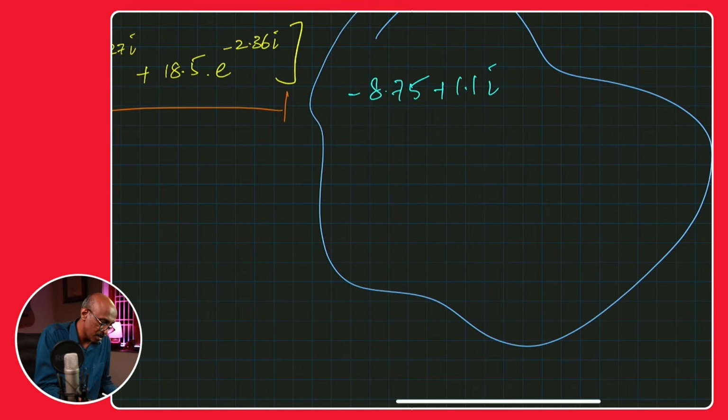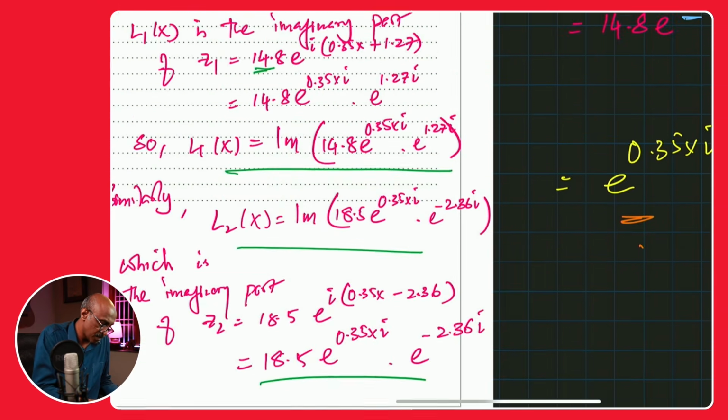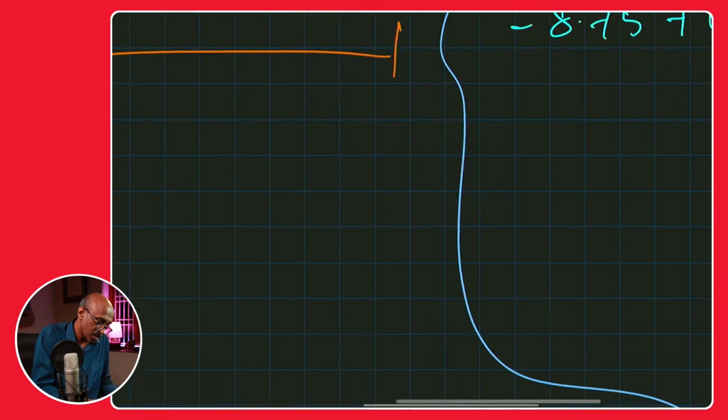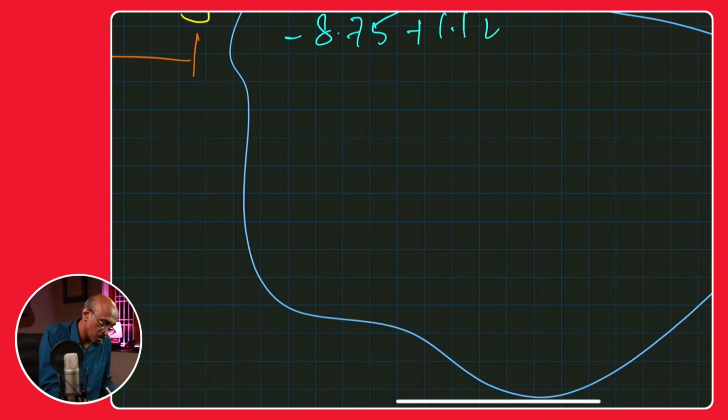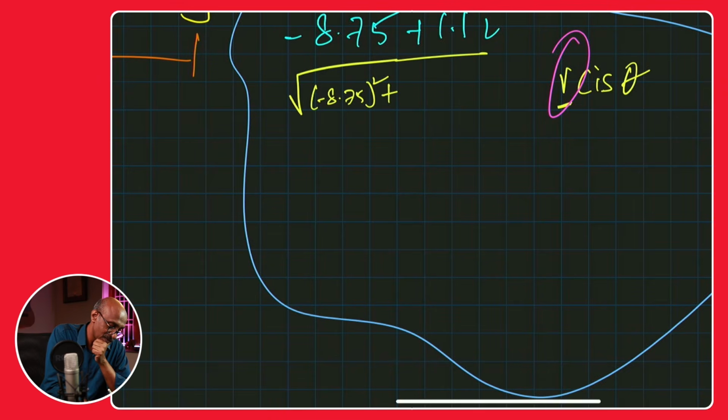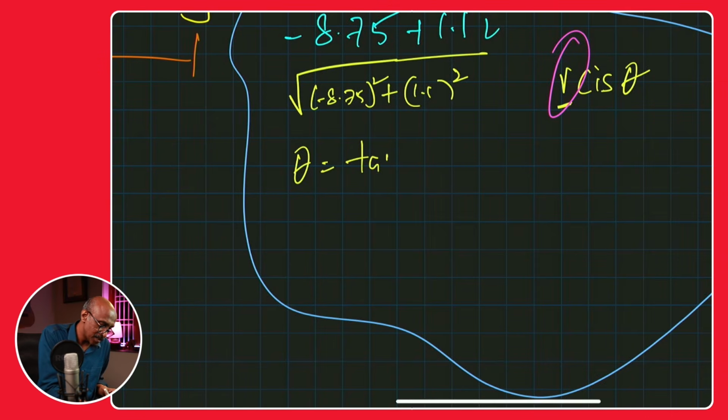Now we want the r, and let's not get confused with this r, because in our question the r is something else. I'm just talking about the r here, which is basically the square root. This r is the root of the square of that negative 8.75, just the positive only because it's a square, and 1.1 squared. That'll give me that r. And the theta is basically the tan inverse of 1.1 over that negative 8.75.